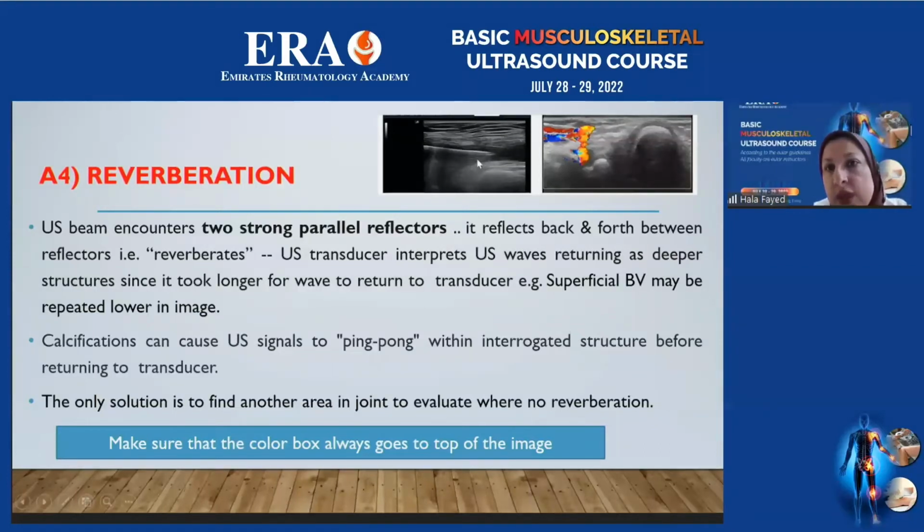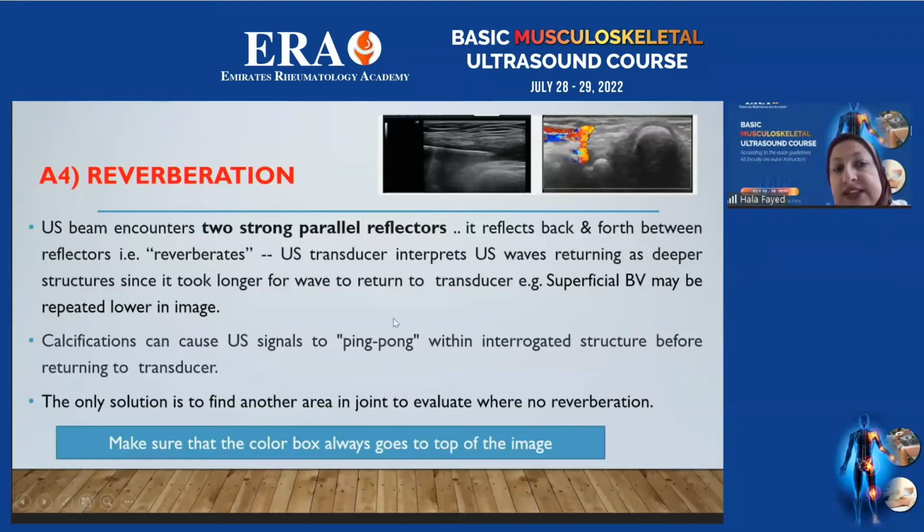The fourth one is reverberation, and we heard about it yesterday, for example, where the needle will have multiple lines parallel to one another, because the ultrasound beam encounters two strong parallel reflectors, so it reflects back and forth between them. That is to say, it reverberates. The transducer interprets these returning waves as deeper structures, since it took longer for the wave to return to the transducer. An important example is a superficial blood vessel, which may be repeated in the lower image, as this image also shows.